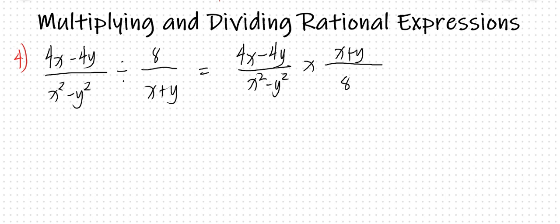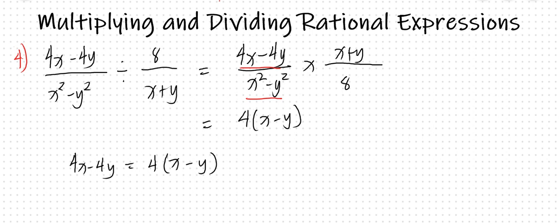Ayan na yan, factor all expressions completely. As you can see here, pwedeng factorable yung 4x minus 4y, same as with x squared minus y squared. Right? So, factor out natin yung 4x minus 4y. So, common monomial factor between 4x and negative 4y, that is equal to 4. Okay? So, 4x divided by 4, that is x, and negative 4y divided by 4, negative y. So, therefore, the factor form of 4x minus 4y is 4 times the quantity of x minus y.